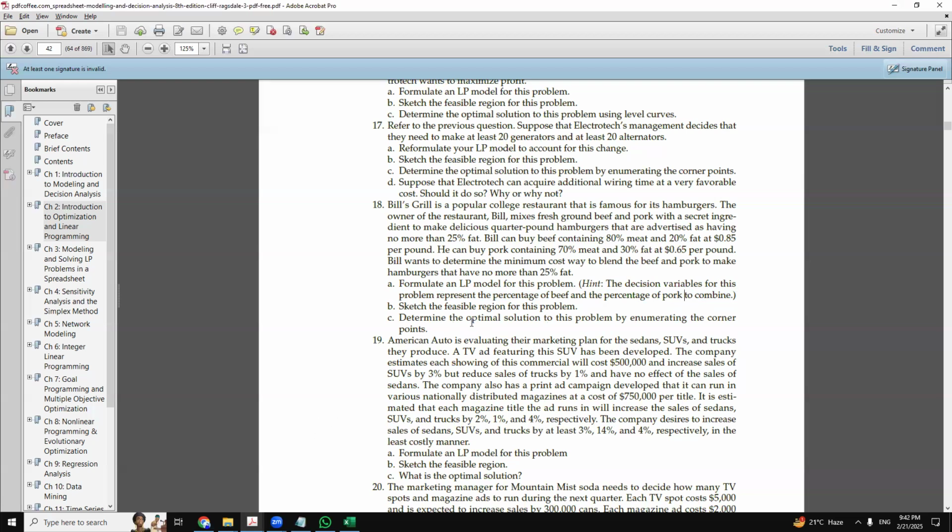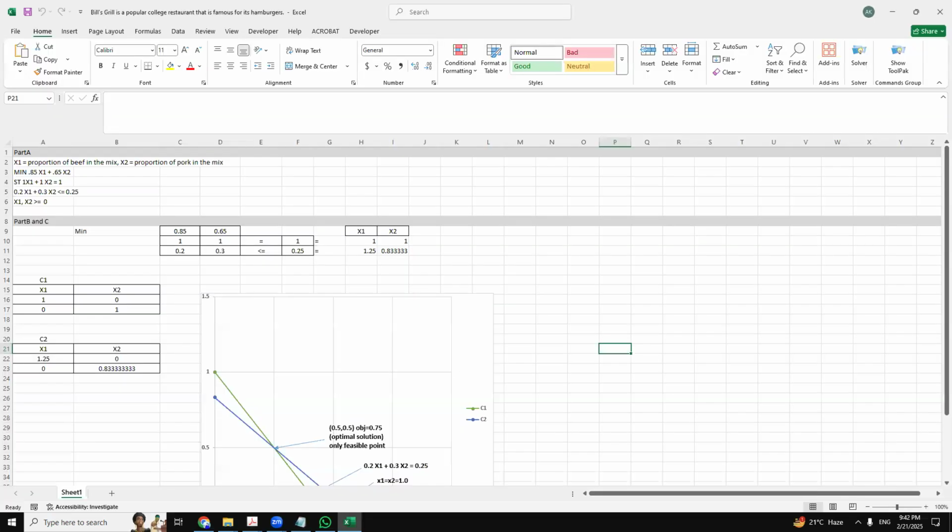So I already have provided the solution in an Excel file. Let me share the solution with you. This one is the Excel file, which is part A. X1 and X2 are two variables. X1 represents the proportion of beef in the mix and X2 represents the proportion of pork in the mix. Then our aim is to minimize 0.85 X1 + 0.65 X2. And this one is our formulation part.